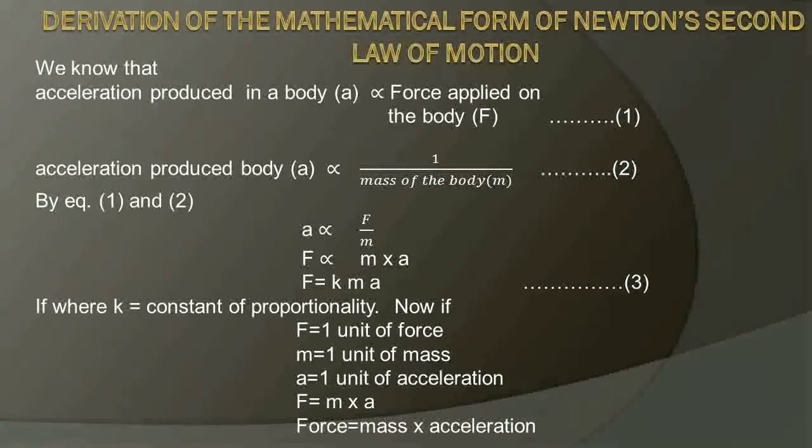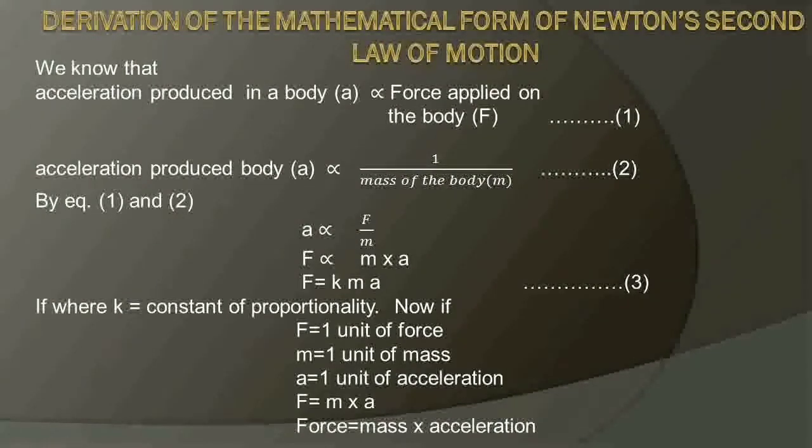Clear? So suppose F is equal to 1 unit of force, m is equal to 1 unit of mass and A is 1 unit of acceleration. So our last equation will be F is equal to m into A. Here it will be force is equal to mass into acceleration, and this is the mathematical form of Newton's second law of motion. Clear?